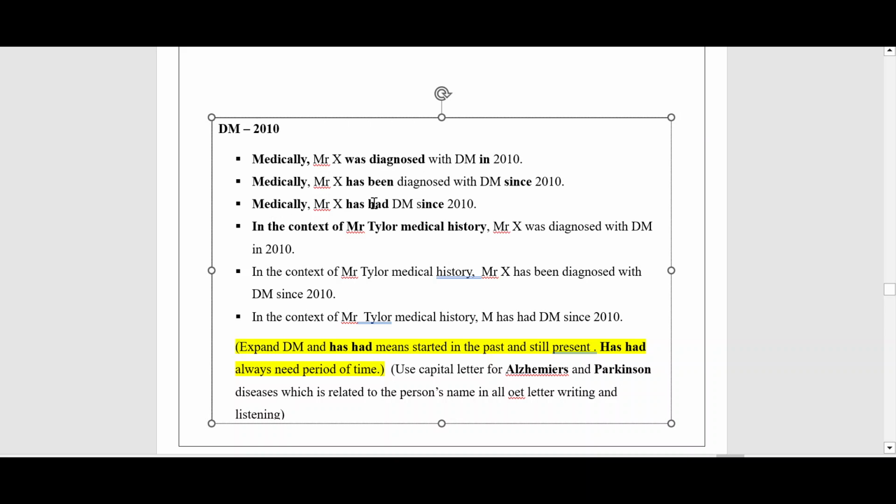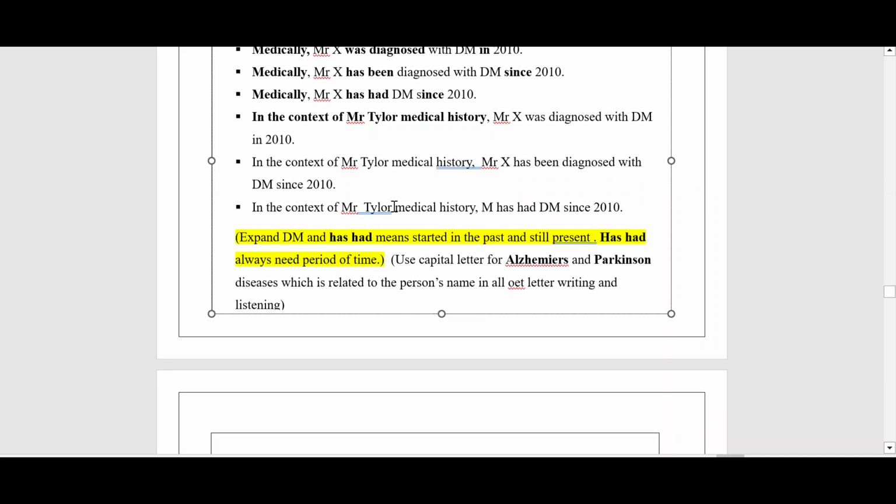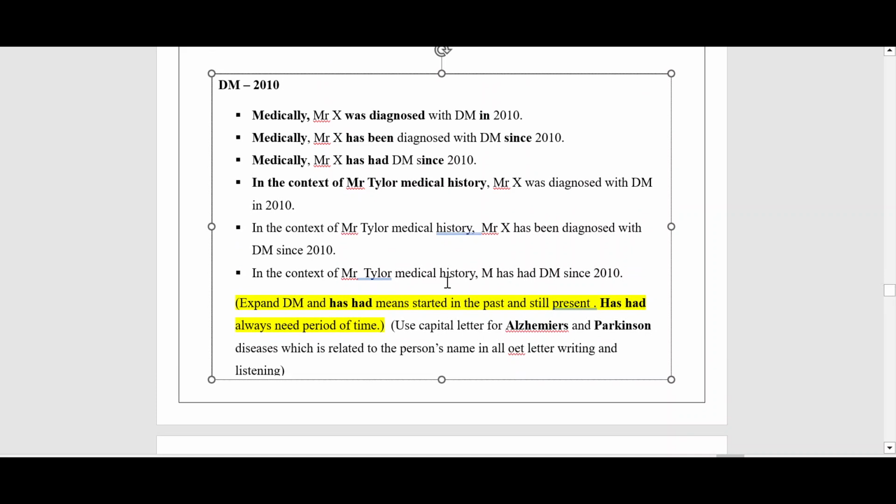Medically, Mr. X has had diabetes mellitus. I will explain in the next video why we should use these things and how to use them also. Okay, and then I will explain in a detailed way. Has had means it is still present, therefore I'm using since. So in a context, again, we can write in any form, right? Beginning, was diagnosed with diabetes in 2010. So I have mentioned some examples here. Read carefully, and anyway I will explain in the next videos.